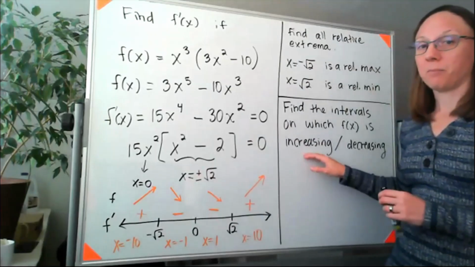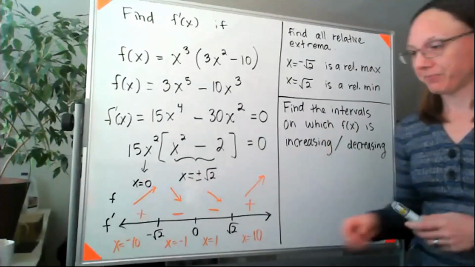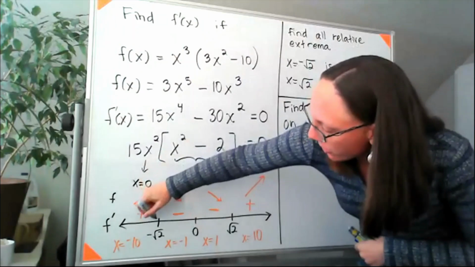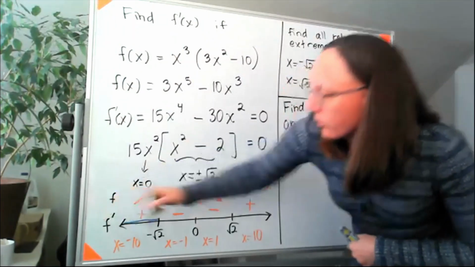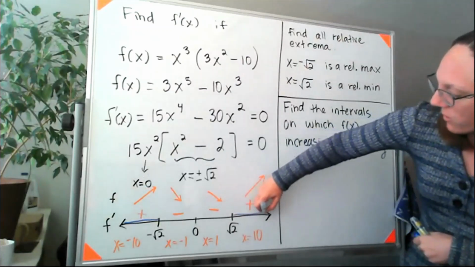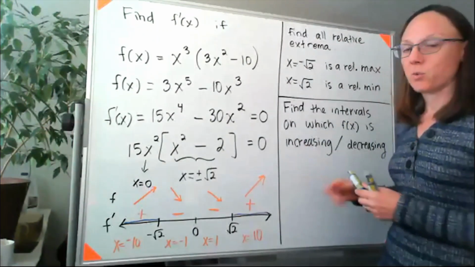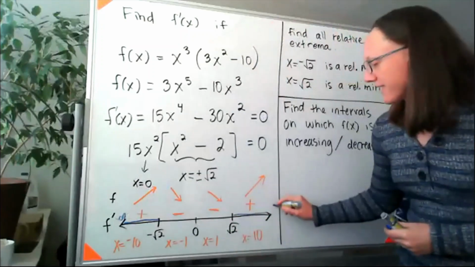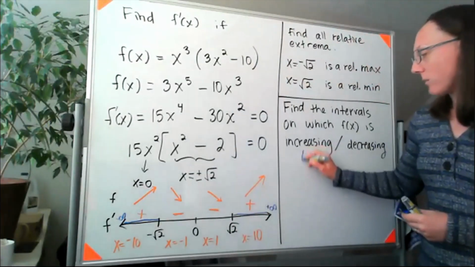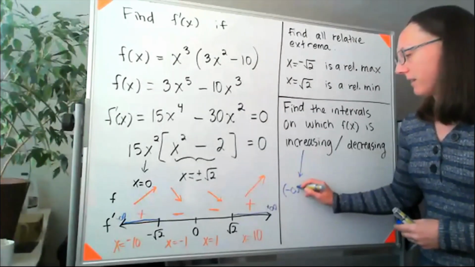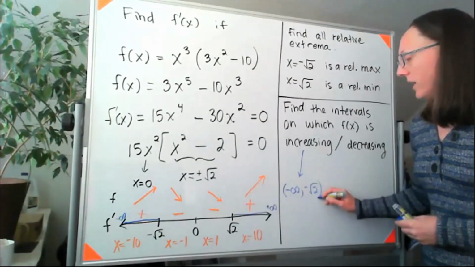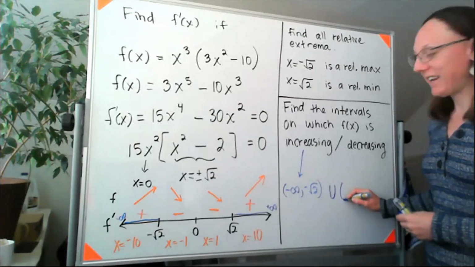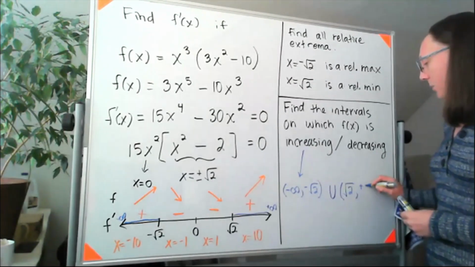So let's answer this first one. Let's suppose we were looking for the intervals where f of x is increasing. Thinking about my number line here, we're increasing in this zone where my derivative is positive, and also in this zone where my derivative is positive. Now that extreme edge over there is negative infinity, and this extreme edge over here is positive infinity. So I would say that I'm increasing from negative infinity to negative square root of 2. I'm always using open brackets on these. Also, we're increasing from square root of 2 to positive infinity.